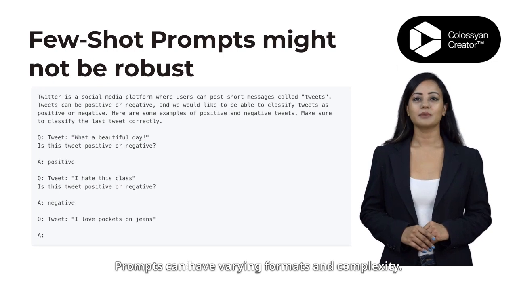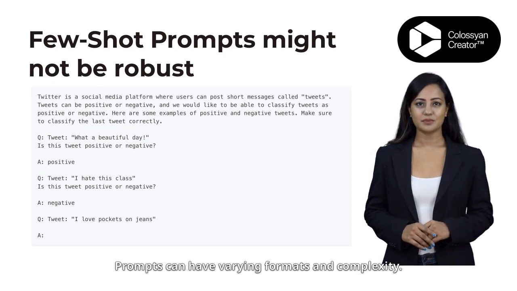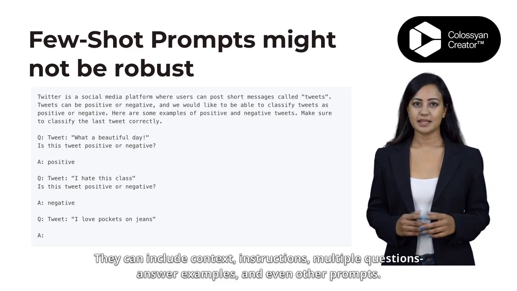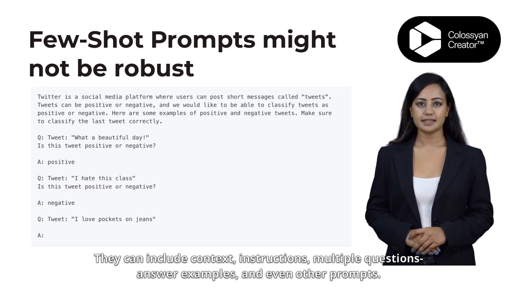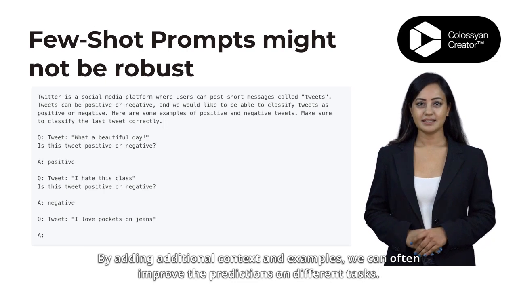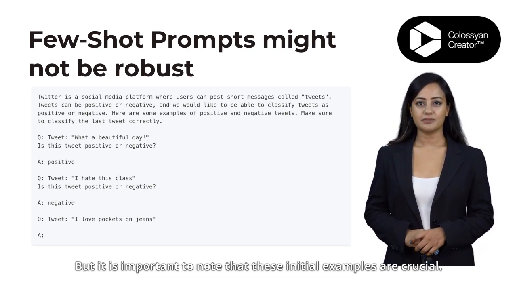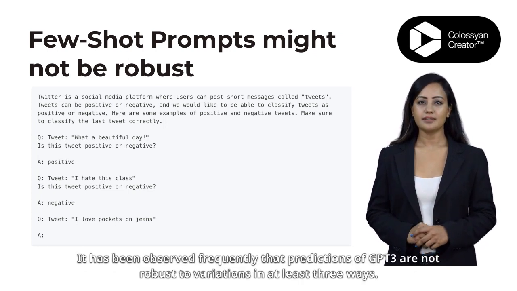Few-shot prompts might not be robust. Prompts can have varying formats and complexity. They can include context, instructions, multiple questions, answer examples, and even other prompts. By adding additional context and examples, we can often improve the predictions on different tasks. But it is important to note that these initial examples are crucial.